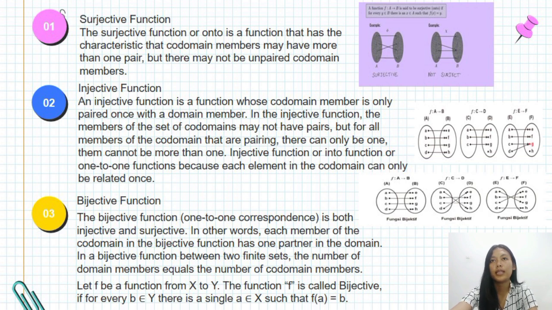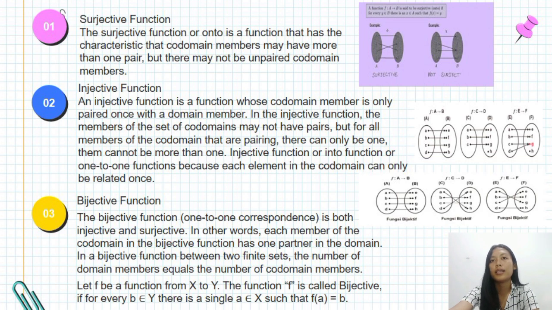Second is the injective function. An injective function is a function whose codomain members are only paired once with a domain member. In the injective function, the members of the codomain may not have pairs, but for all members of the codomain that are paired, there can only be one. It is also called a one-to-one function because each element in the codomain can only be related to one. You can see the example on the screen.